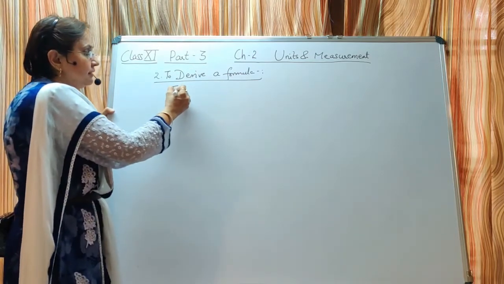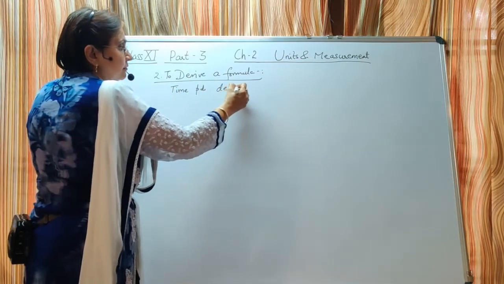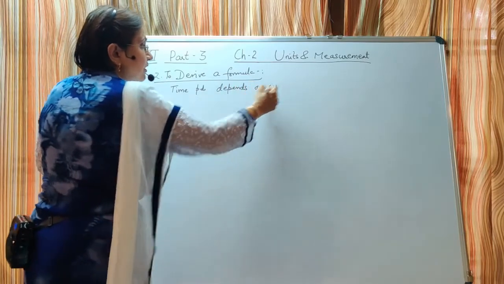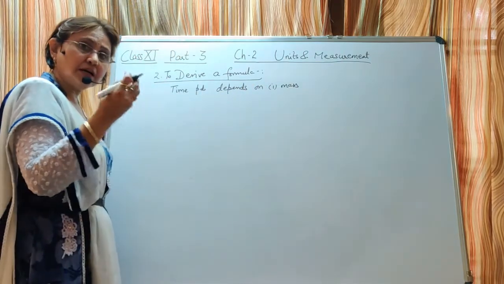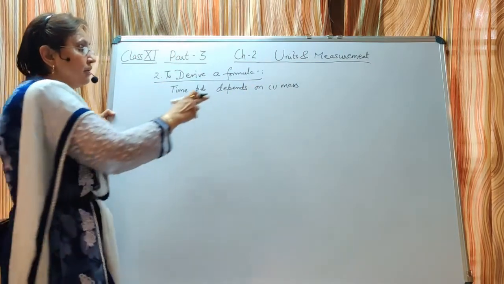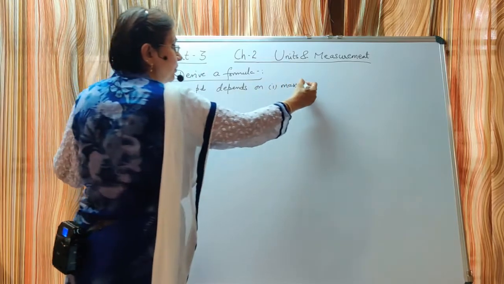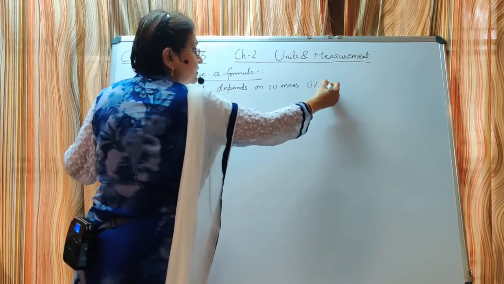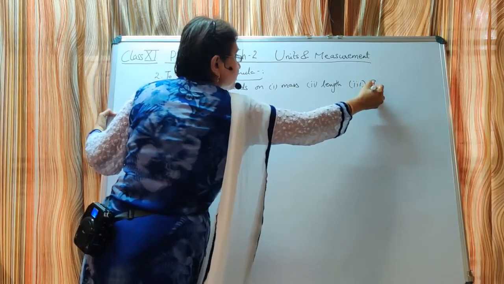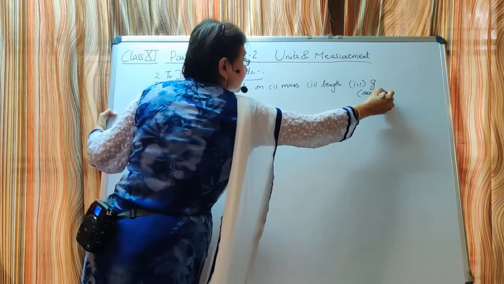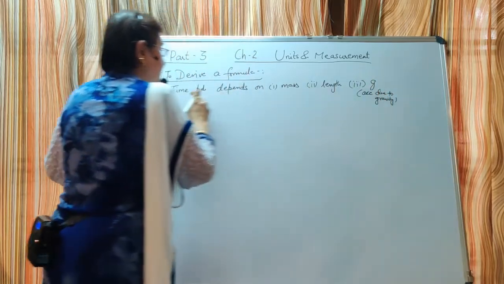Let it be given that the time period of a simple pendulum depends on the mass of the bob. As we know, a pendulum is a heavy bob suspended by a light thread. Let it be given that the time period, meaning the time taken to complete one oscillation, depends upon the mass of the bob, the length of the pendulum, and also the acceleration due to gravity. g is the acceleration due to gravity. Now, if it depends upon these three terms, what is depending?